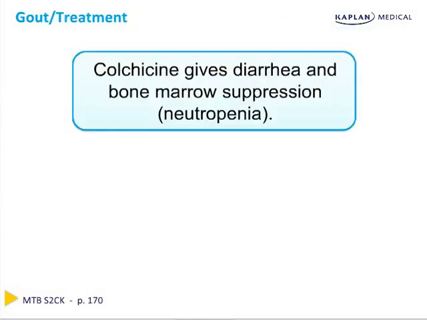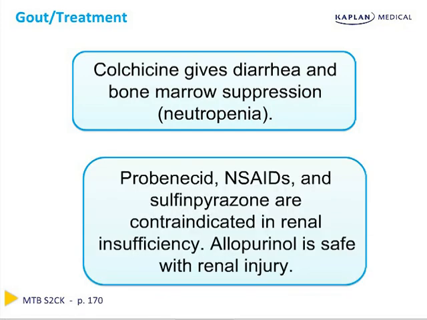You must know that colchicine gives diarrhea and bone marrow suppression, neutropenia specifically. Probenecid, NSAIDs, and sulfapyrazone are contraindicated in renal insufficiency. However, allopurinol is safe with renal injury.